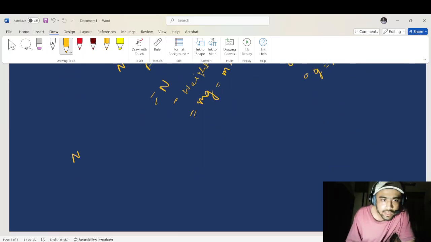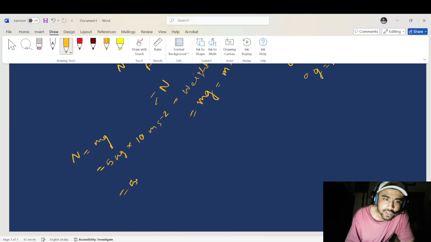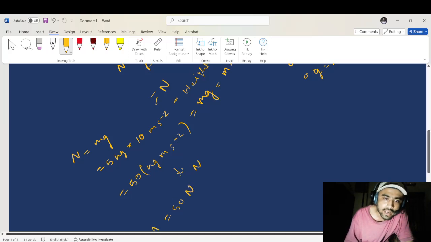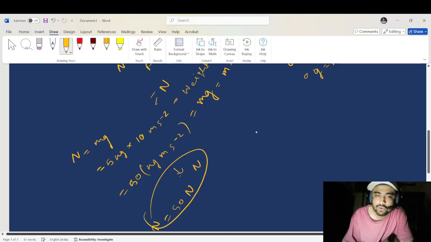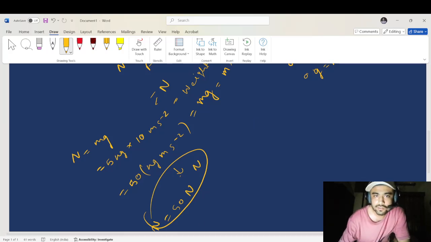So we have N equals mg equals 5 kg mass times g, which is 10 meter per second square, equals 50 kg meter per second square, and kg meter per second square translates to Newton, right? So N equals 50 Newton. We already have it, right?